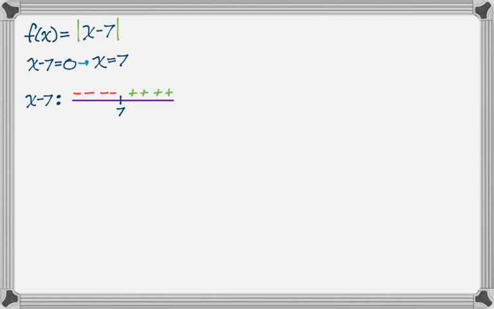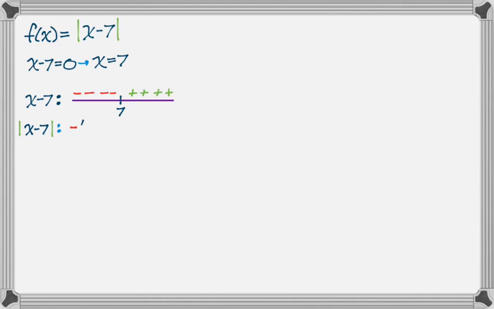So now I can look at this sign chart and I can figure out what to do with the absolute value of x minus 7, right? Because I know anywhere x minus 7 is less than 0, I have to replace the absolute value of x minus 7 with the opposite of x minus 7.